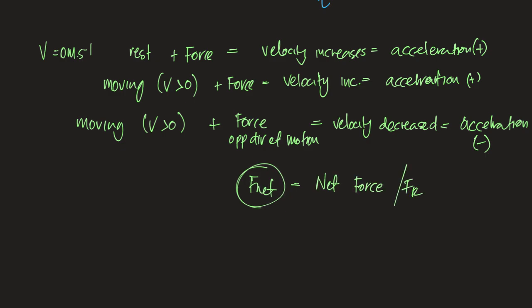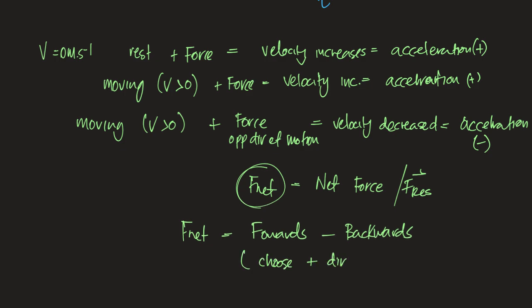So essentially, as we're working through this, and I look at something like F net, or the net force, or the resultant force, essentially, I can say that F net is equal to the forwards minus the backwards, which means in any of these situations you must choose a positive direction. You must indicate to your marker what that positive direction is.